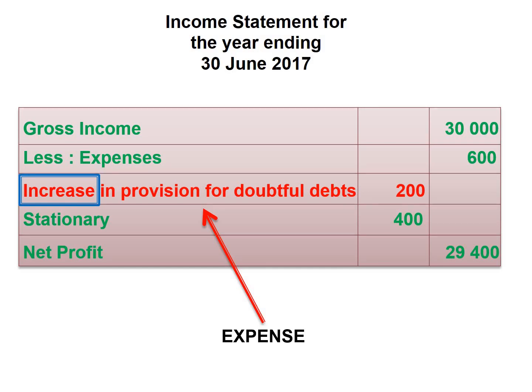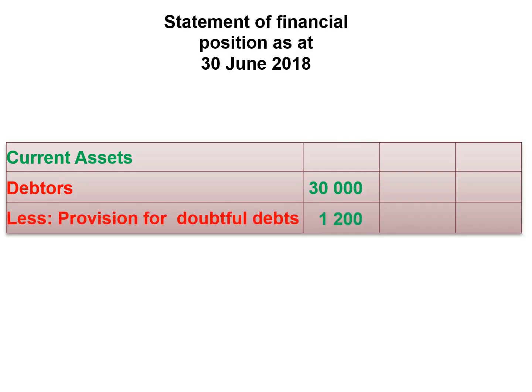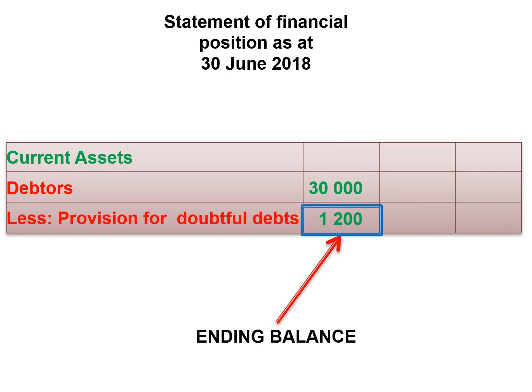If we have a look at our statement of financial position, under our current assets we will have debtors, and the debtors ending balance was $30,000, and we subtract the $1,200. We use the ending balance, the full amount, when we post to our balance sheet, giving us a total of $28,800 for our ending balance for our debtors. Let's have a look at our next year, which is 2018.